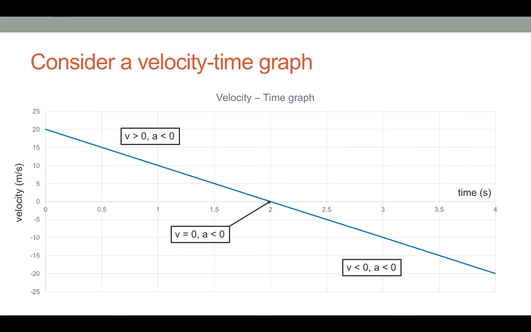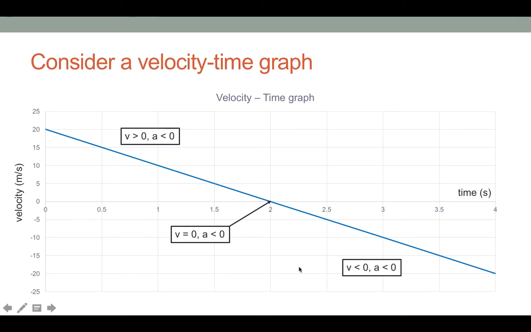Now let's consider another example. Let's consider the problem graphically. And here we're going to consider a velocity time graph where the slope of the graph will be the acceleration. The graph we have shown right here has a constant negative slope. So everywhere on this graph, the slope is negative and the acceleration is negative. Where the velocity is positive and the acceleration is negative, that will mean the velocity will be getting smaller and you'll be moving down towards the horizontal time axis.